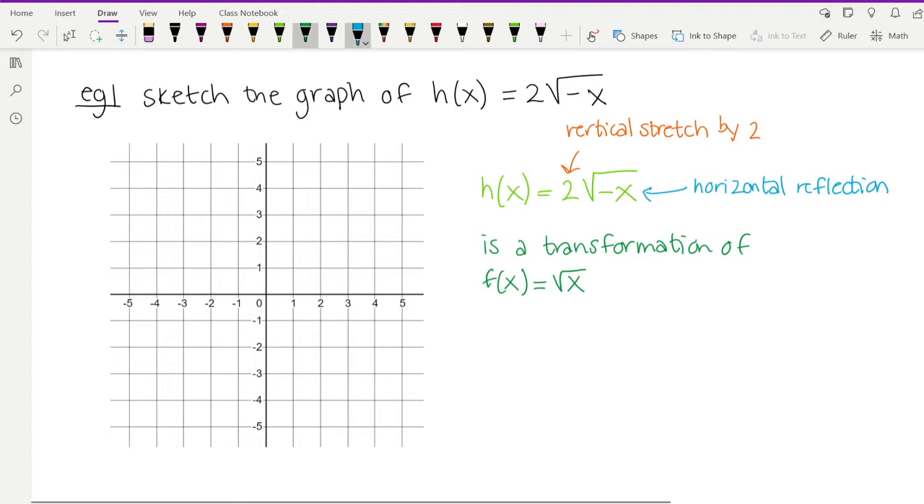Okay, so just like we did with the last one, let's start by sketching our basic graph. So f of x is equal to square root of x. That's another graph that I would expect that you're familiar with by now. So it's going to look something like this.